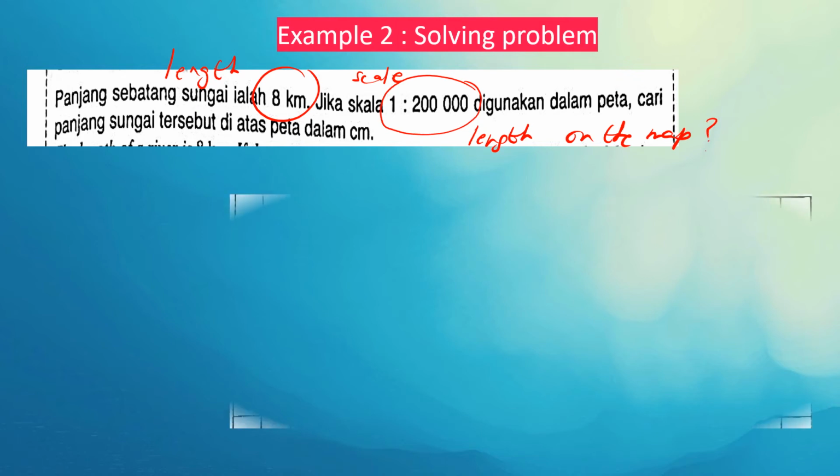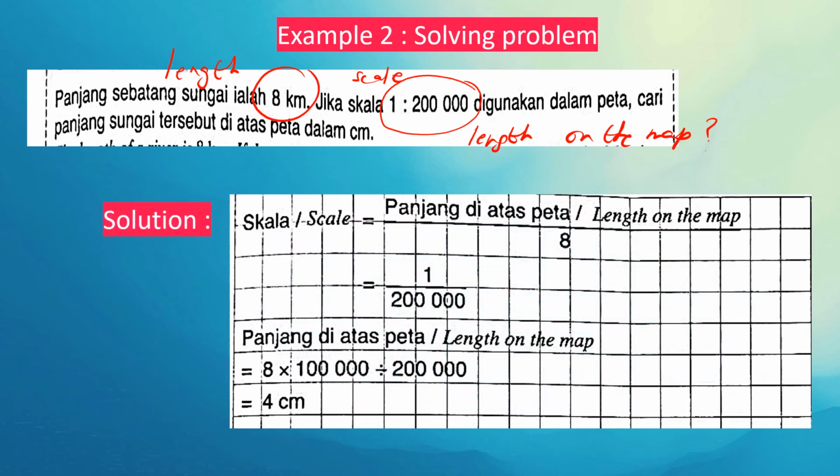Let's look at the solution. By the scale, 1:200,000, let's do the proportion. 1/200,000. The 1 here refers to the drawing, the 200,000 refers to the object. The drawing in this context is the length on the map, so let's put y as the unknown. The 200,000 down here is the original one, so it's 8 kilometers, in km.